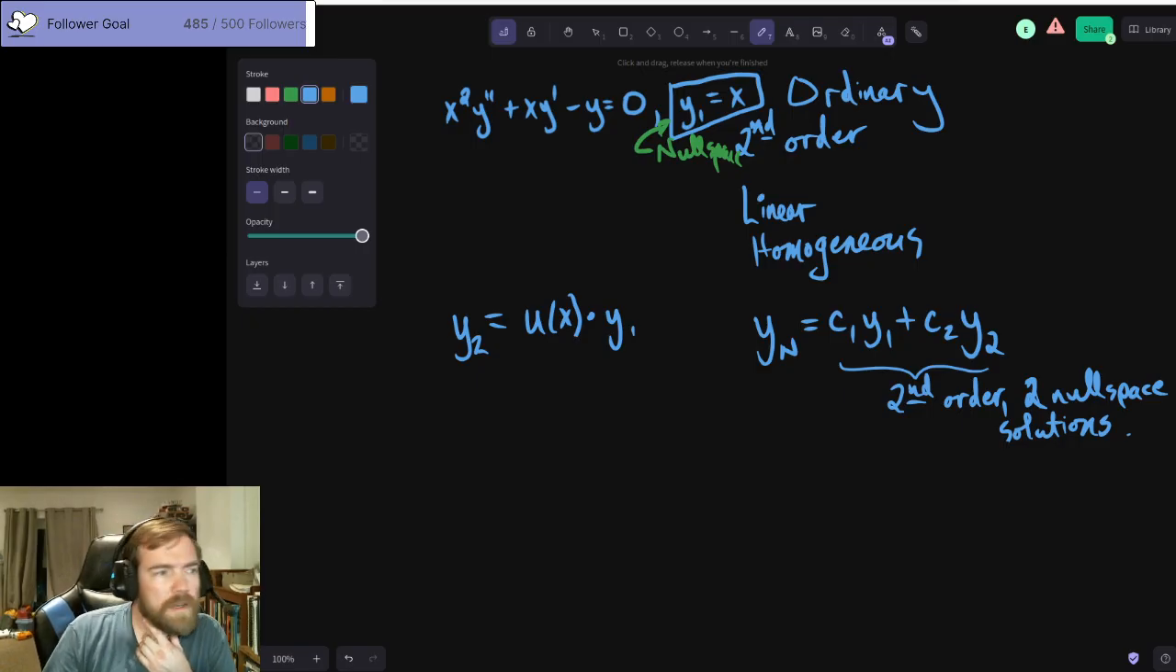Okay, and I would say even before you make this step, there should be something else that we do. I don't know if we want to check that y1 is in fact a valid solution of the homogeneous equation. Yeah, I'd say probably check the claim.